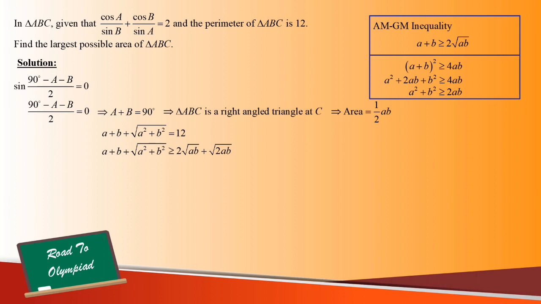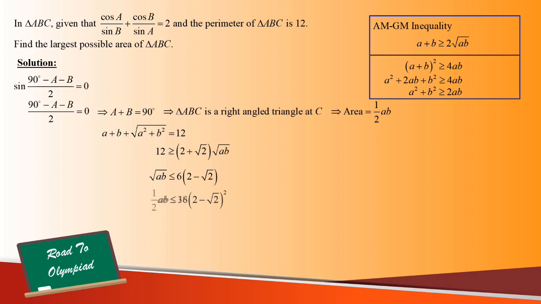Factorizing the square root of AB, we get 2 plus square root of 2 times square root of AB. And since the left hand side of the inequality is equal to 12, we have square root of AB is less than or equal to 12 over (2 plus square root of 2). Rationalizing the denominator by multiplying by 2 minus square root of 2 and simplifying, we get 6 times (2 minus square root of 2). Squaring both sides, we have AB is less than or equal to 36 multiplied by (2 minus square root of 2) squared.